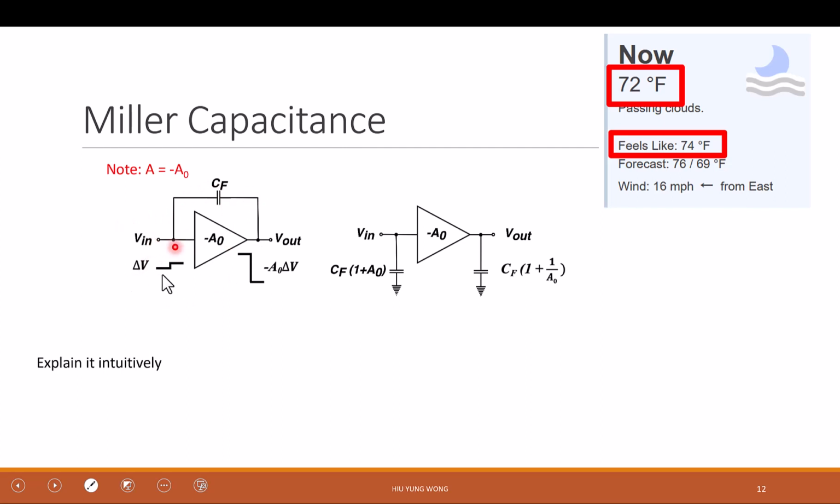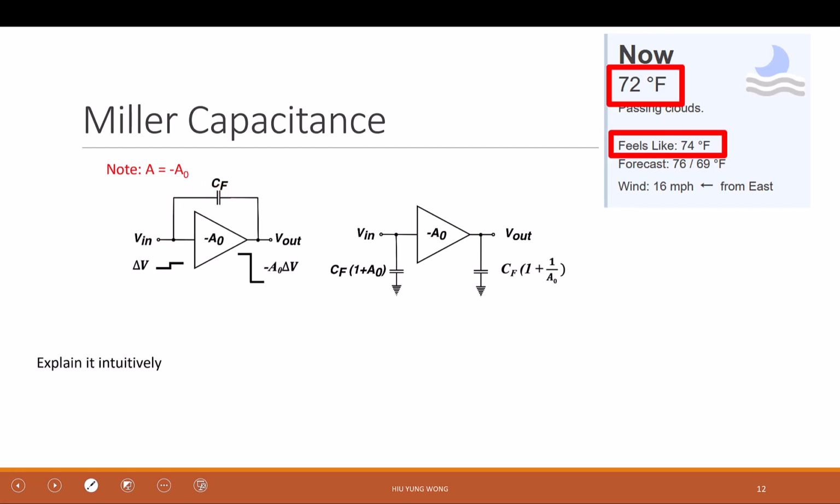I have two ports. One is input, one is output. And I have this, now F stands for feedback. You probably understand now. It's a feedback capacitor. We have not learned it yet, but it's connecting the input to the output. We have this capacitor. So as a voltage, you look into this capacitor, what capacitance do you see?